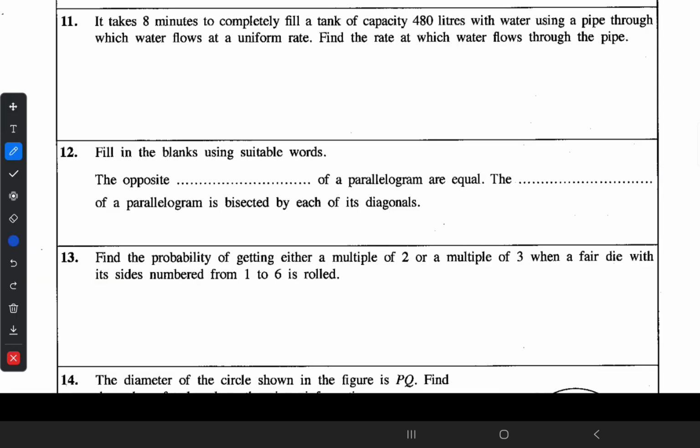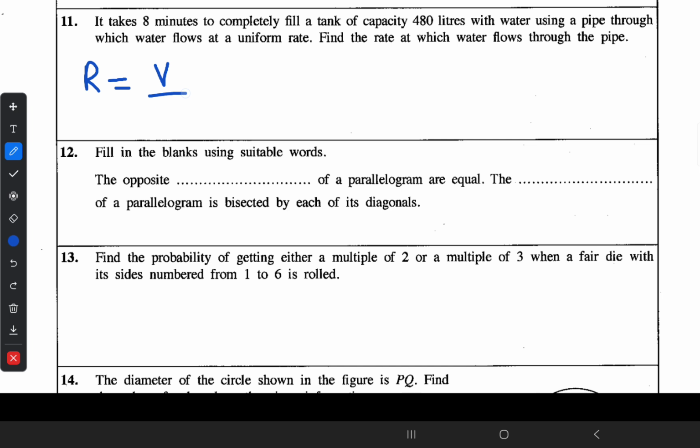11th question. It takes 8 minutes to completely fill a tank of capacity 480 liters with water using a pipe through which water flows at a uniform rate. Find the rate. Okay. So you have to find the rate. There is no restriction with the unit.